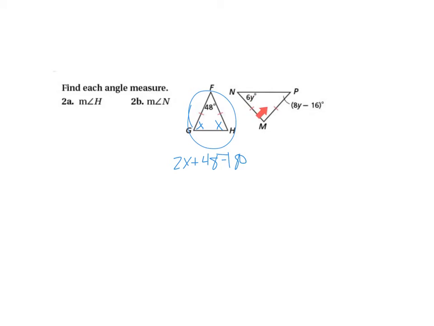Okay, so here we know that since this is an isosceles triangle, then these base angles, the angles across from the isosceles congruent marks, are congruent. So 6y is congruent to 8y minus 16. So we set them equal to each other to solve. You can pause it and try that. I'll put the answer here for you.